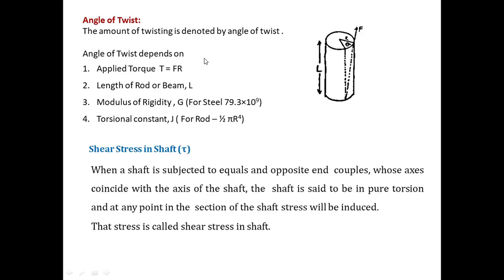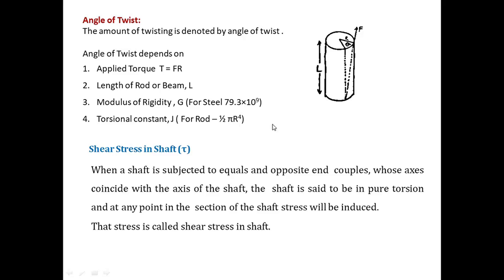Angle of twist depends on the applied torque, that is T, the length of the beam or rod or shaft, that is L, and then the modulus of rigidity G and the torsional constant J. These 4 terms affect the angle of twist, right?